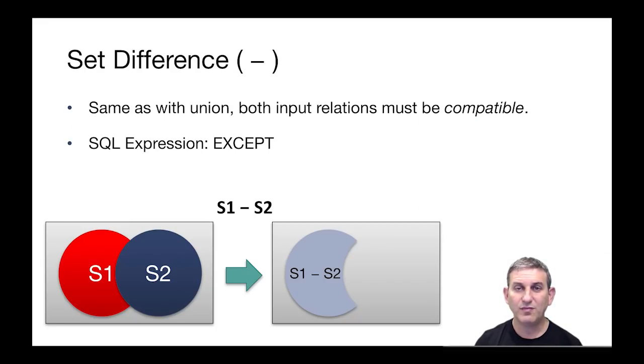Like with union, both input relations have to be compatible. Their columns have to be in the same order with the same types. The SQL equivalent to set difference is EXCEPT. We just write it as the minus sign here in the algebra. And if you look at our little schematic, S1 minus S2 looks like this moon-shaped thing. It's all the things that are in S1 except for those things that overlap with S2.